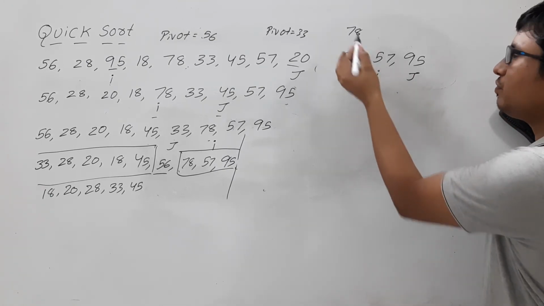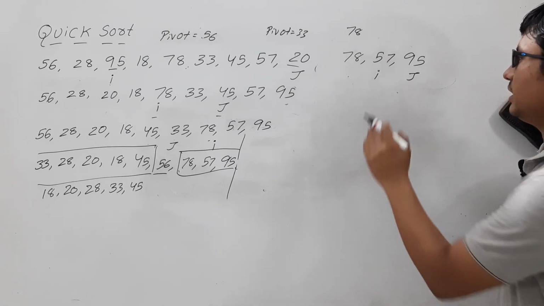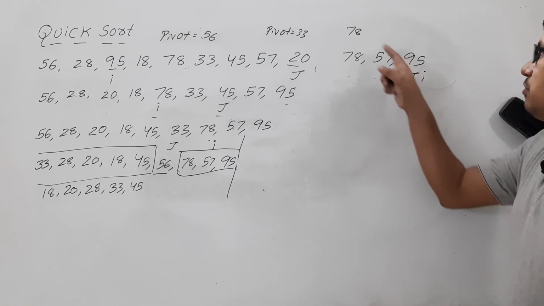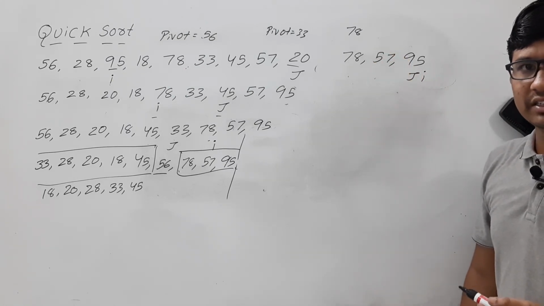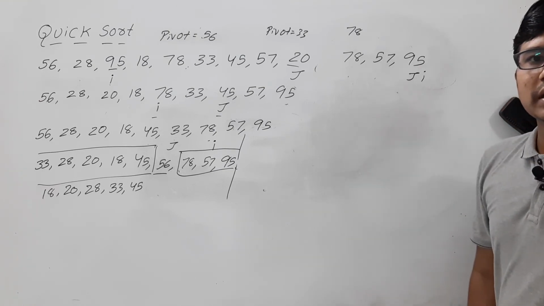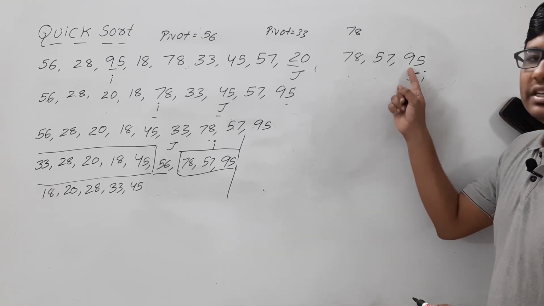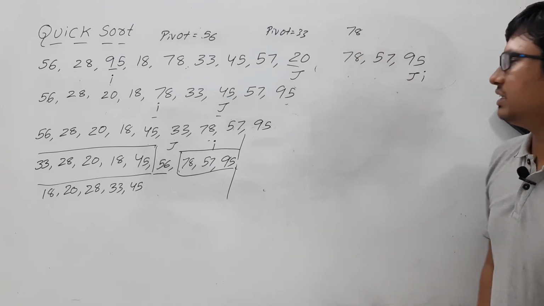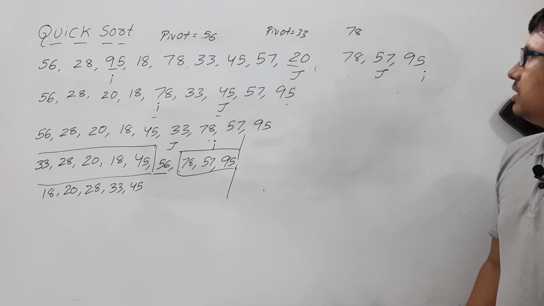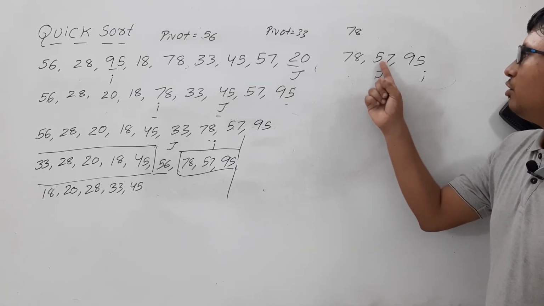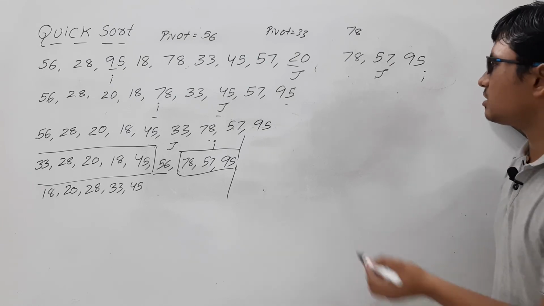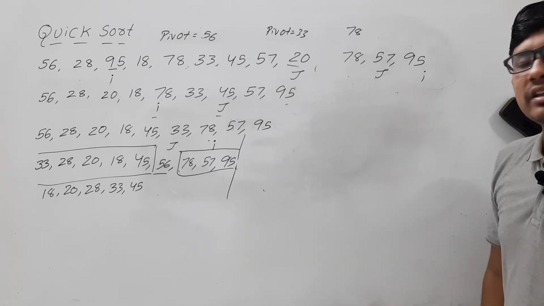Okay, now 57 is less than 78, so still I will increment the i value. Now 95 is greater than 78, so I will not increment the i value. Now you need to look at j. A of j is 95, which is greater than 78, so I need to decrement the j value. Is it clear? Are you able to understand? Now 57 is less than 78, so the condition is not satisfied, so you will not decrement the j value.